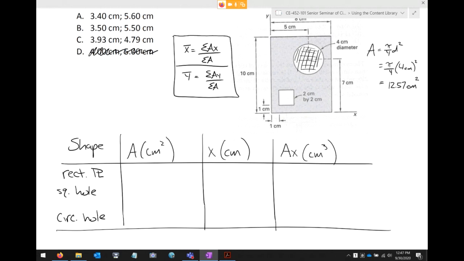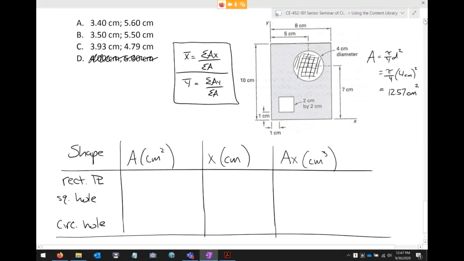Well, the area of the rectangular plate, it's 8 centimeters wide, and it's 10 centimeters tall. So that's going to be 80. The square hole. Now, the square hole is 2 by 2. So the area is 4, but that's a hole, so the area is negative because we're taking material out of the plate. And same thing with the area of the circular hole. We got 12.57, but that area is negative because we're taking material out of the plate.